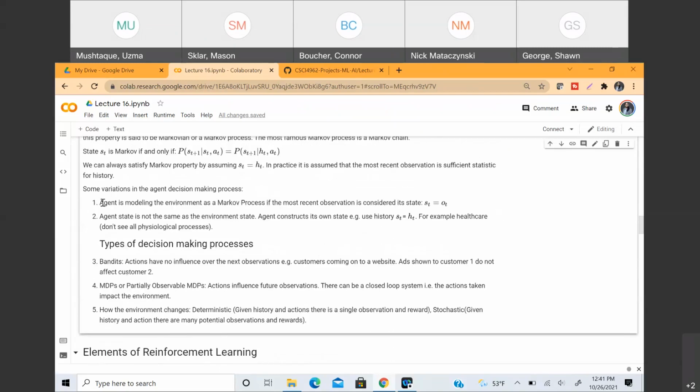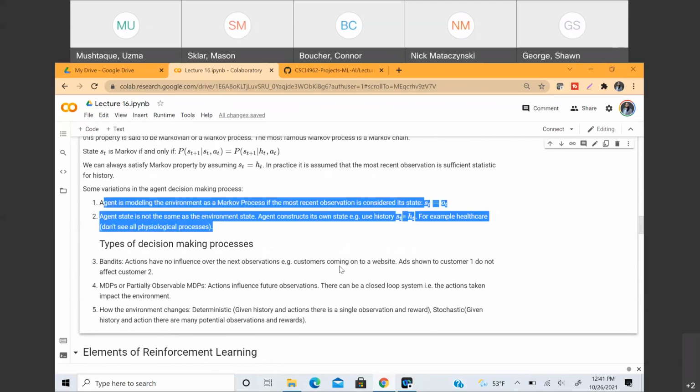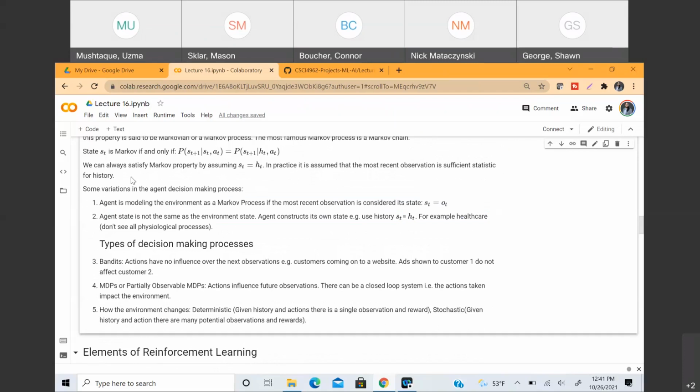All right. So here there are some variations in the agent decision-making process. We'll come to the exact decision-making process, but because we talked about observation earlier, the agent is modeling the environment as a Markov process. That's what we are doing here, right? Why do we need this Markov process? Well, we need that because my agent is modeling the environment such that my most recent observation is its current state. Remember we talked about the observation that the environment gives back to my agent, right? So that is my state. Whatever observation the environment is giving back to me is my current state.